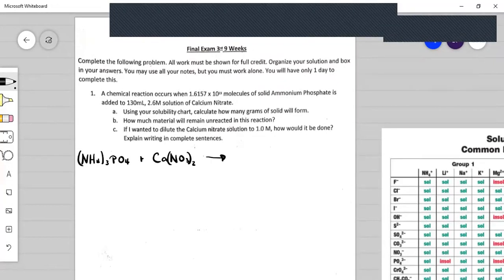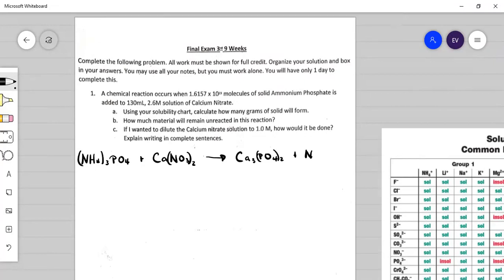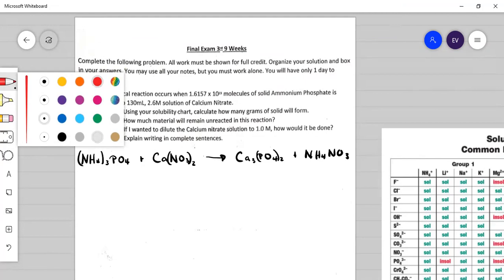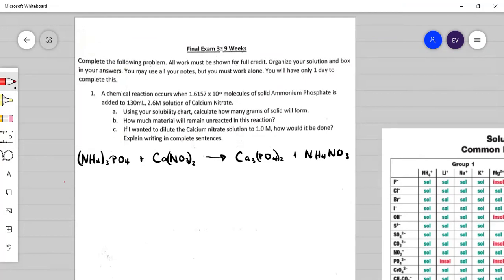Okay, and that's going to produce calcium phosphate, plus ammonium nitrate. Now, how did I know that these were going to be the products? Well, first and foremost, I have here two compounds, which tells me that this is going to be a double replacement reaction. In a double replacement reaction, the two positive ions just switch places.